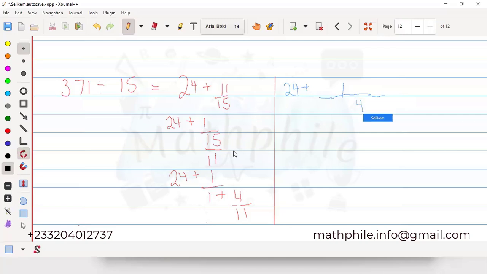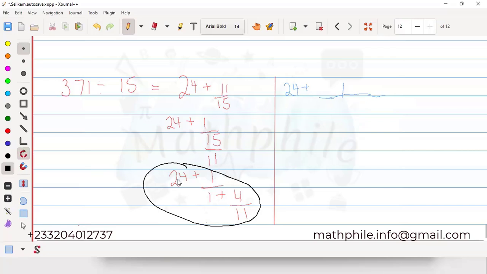No, not that. Clean the 4 over 11 you're writing. So what I'm saying is we are at this side. We've got 24 plus 1 over 1 plus. So I want you to write the 1 over 1 plus, because we are going to flip the 4 over 11. So 1 plus 1 over, then we flip the 4 over 11.